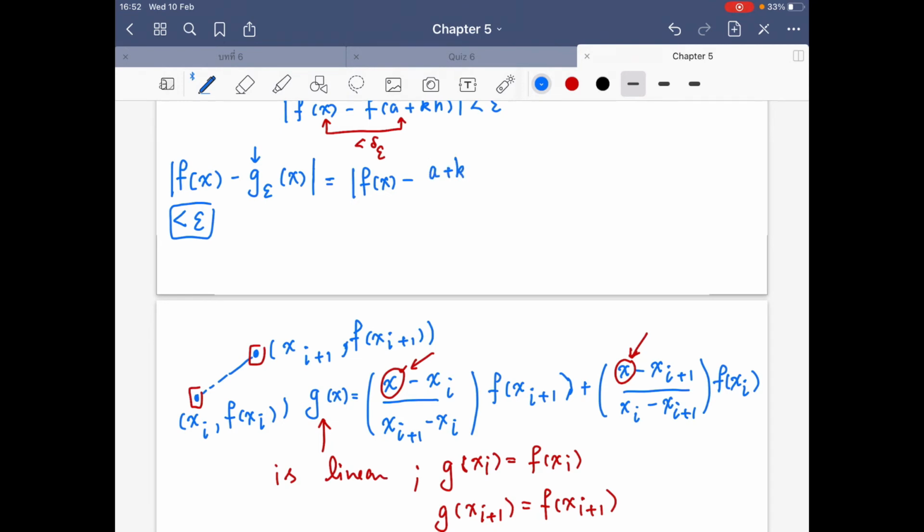(a plus kh minus x) over (a plus kh minus (a plus (k minus 1)h)), okay, and then multiply by f at a plus (k minus 1)h. Okay, can you connect the dots? So this one is your left hand side value, which is this one, right? The left hand side value. So we are talking about this part, okay?